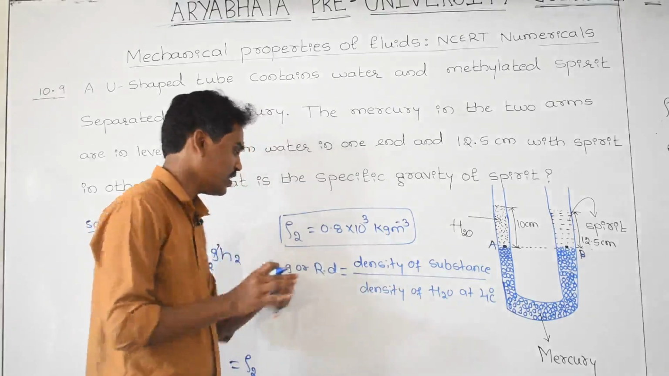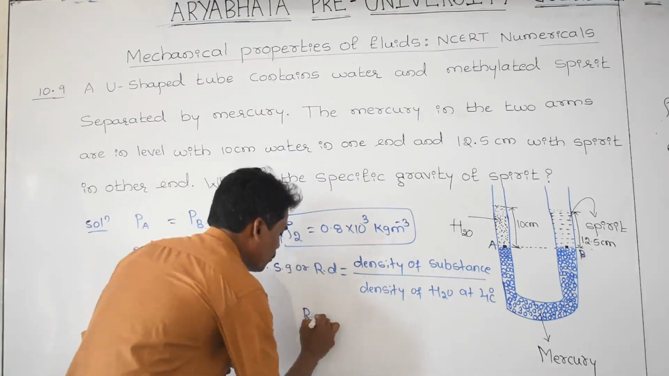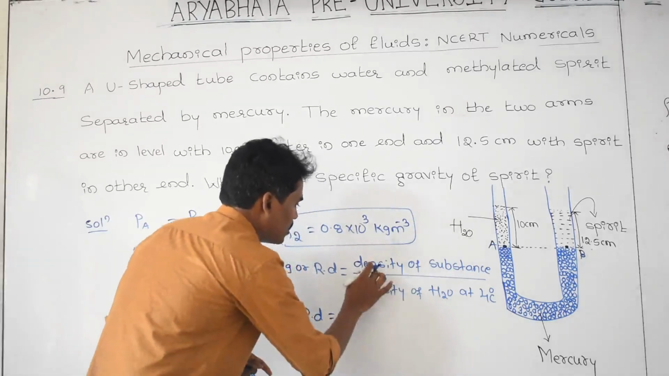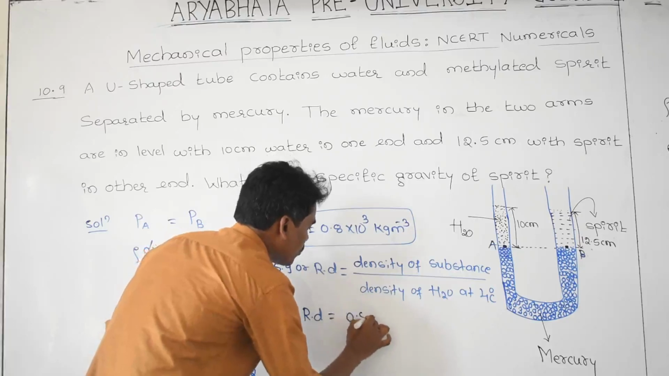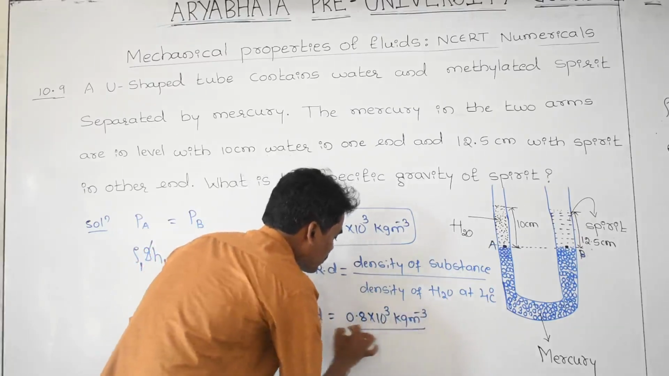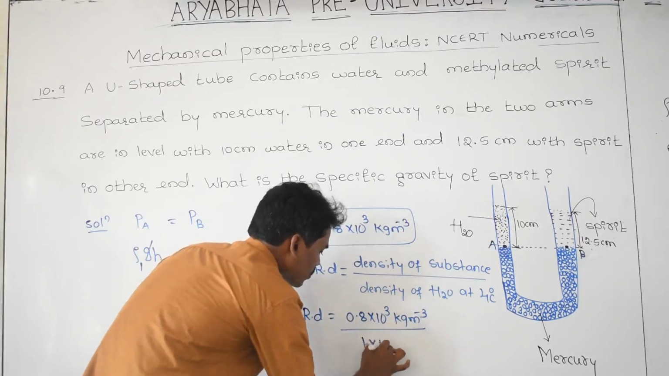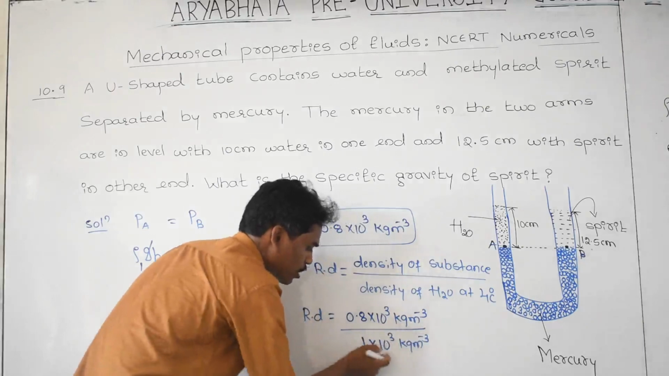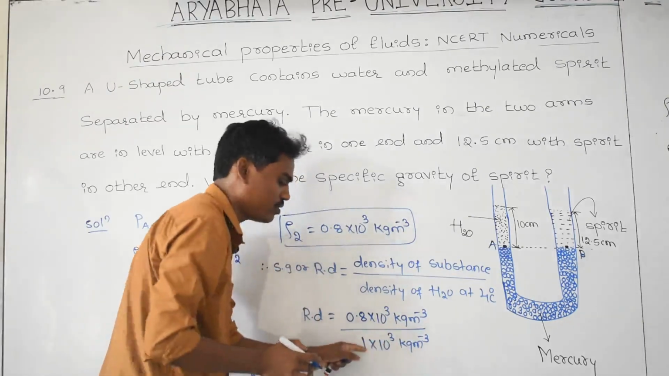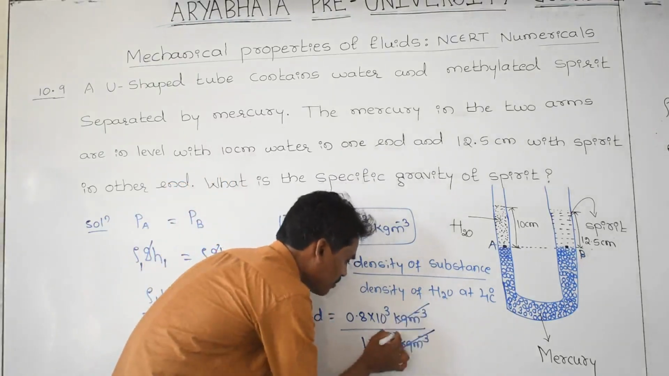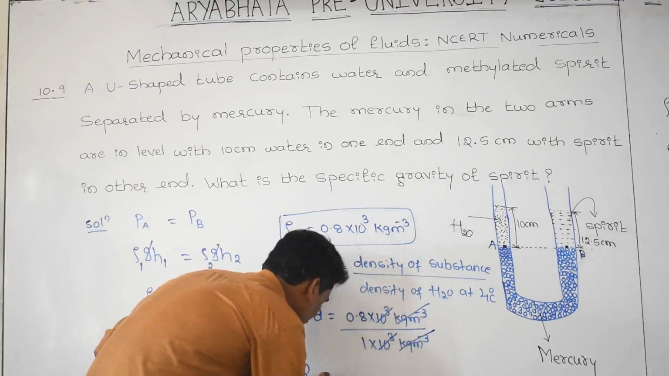Therefore, the relative density of this spirit is equal to 0.8 into 10 to the power of 3 kg per meter cube divided by 1 into 10 to the power of 3 kg per meter cube. This is the density of water, meaning 1000. I have written it in scientific notation, and the units and powers get cancelled, and the relative density of the spirit is 0.8.